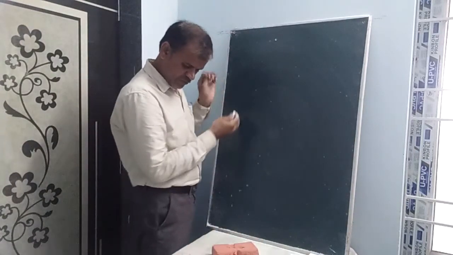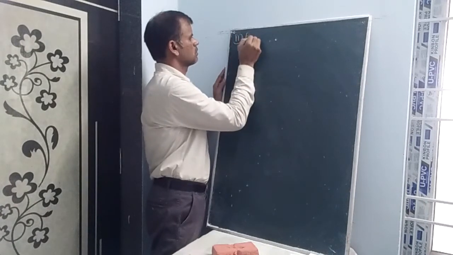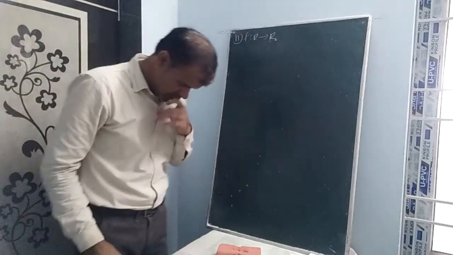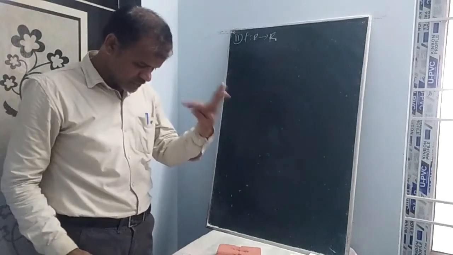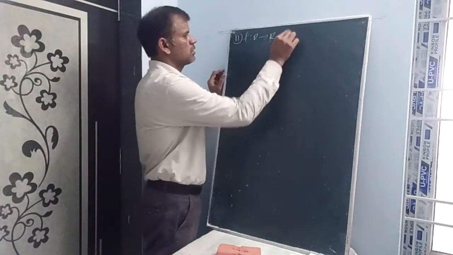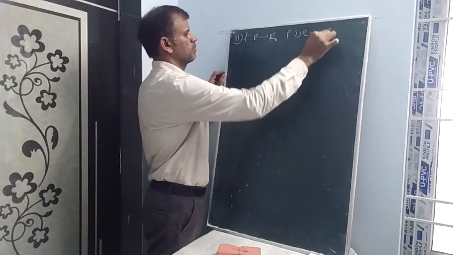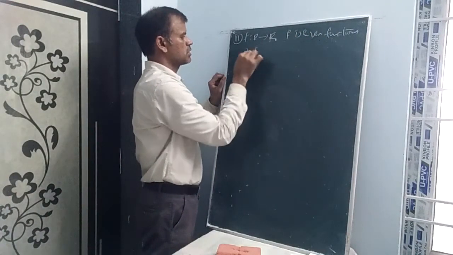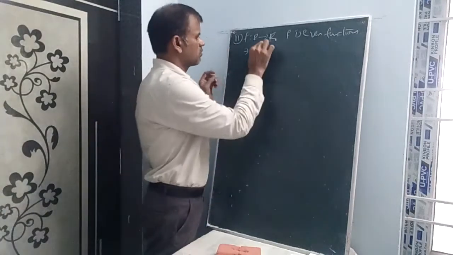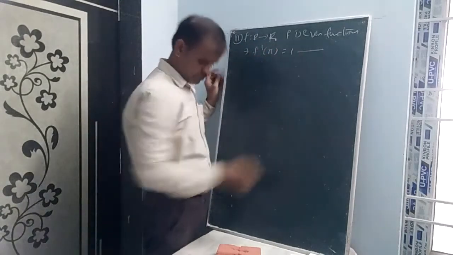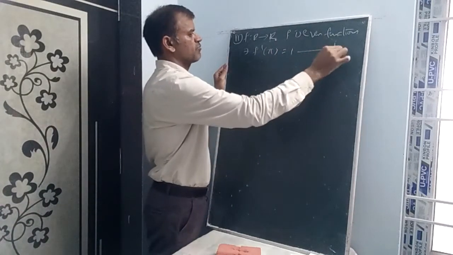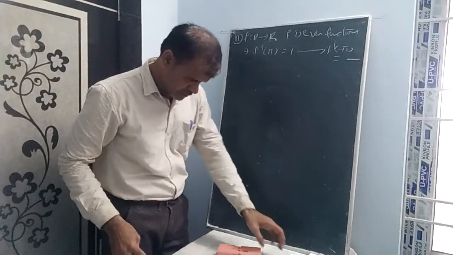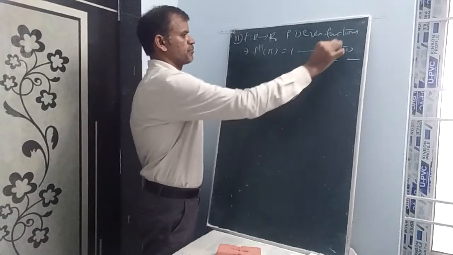11th question. f maps R to R, and f is an even function which is twice differentiable on R, such that f is an even function. This is the main point. f is an even function such that f dash of pi is equal to 1. Then what is the value of f double dash of minus pi? Not f dash, f double dash.